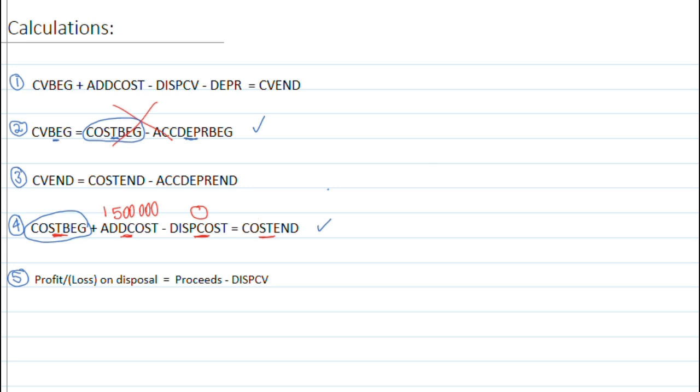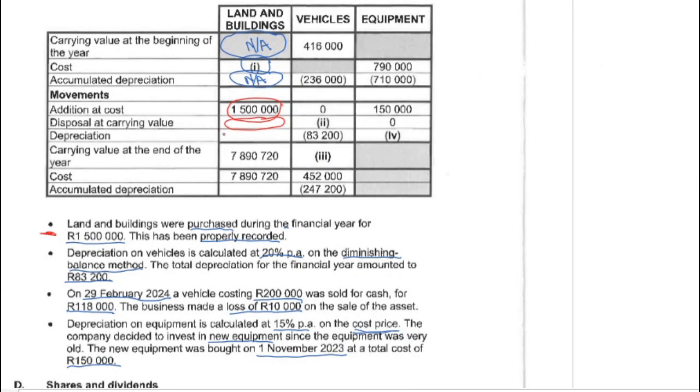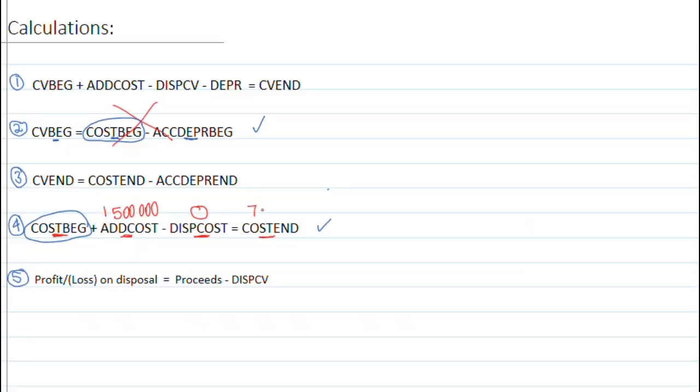Do we have a value for cost at the end of the year? The answer is yes, we do. It's 7,890,720 rands. So now that we have the figures that we need, let's find the cost of land and buildings at the beginning of the year using equation 4.